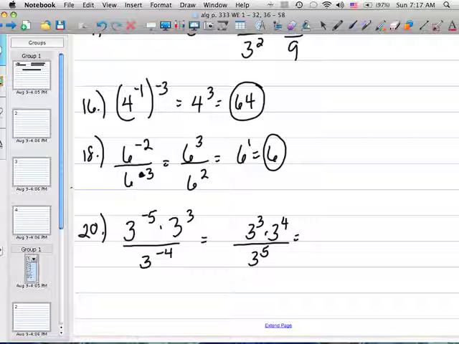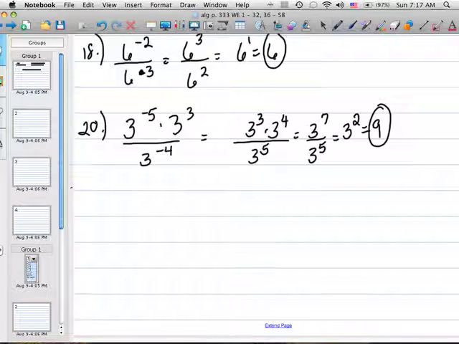So multiplying on top, these bases are the same, so I get 3 to the 7th power, add your exponents, over 3 to the 5th. So I can subtract out 5 3's from here and here, so that leaves me 3 to the 2nd, which is 9. Study that carefully. We're going to use the moving of the negative powers on most of these.